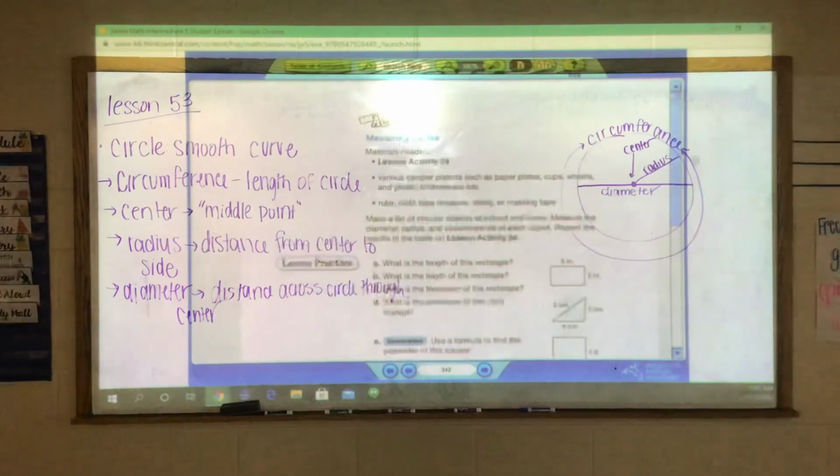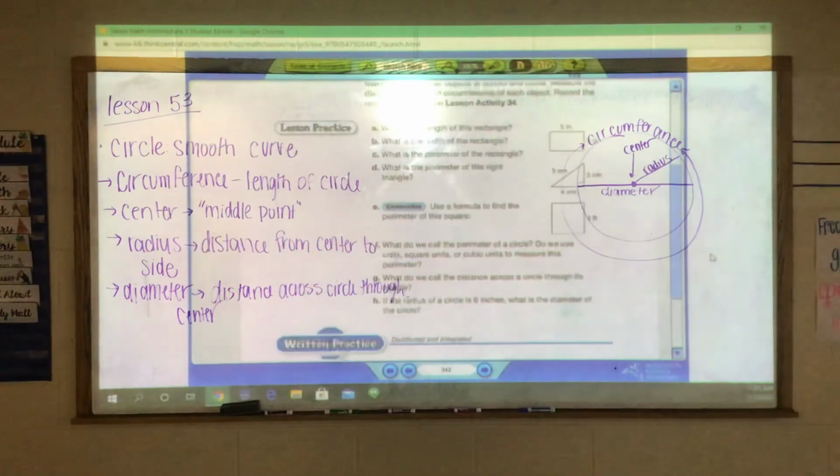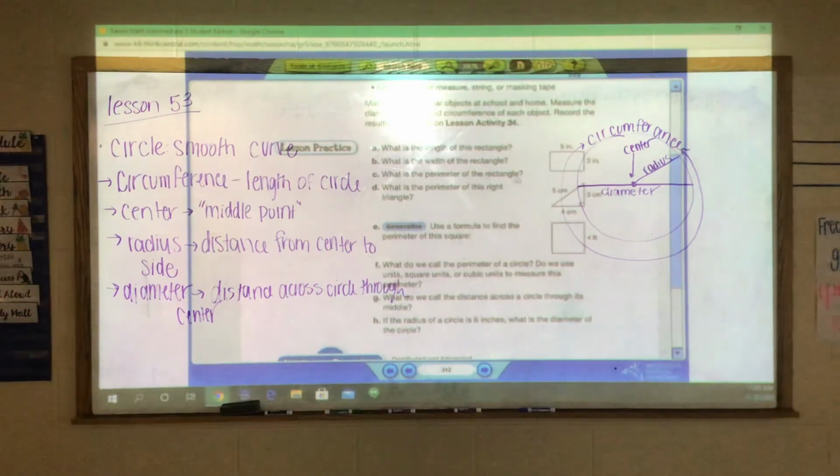So, what is the length of this rectangle? We have 5 inches and 3 inches. Well, which one's the length? How long is it? That would be 5 inches. What is the width of the rectangle? The width is how wide it is. That's 3 inches. What is the perimeter?